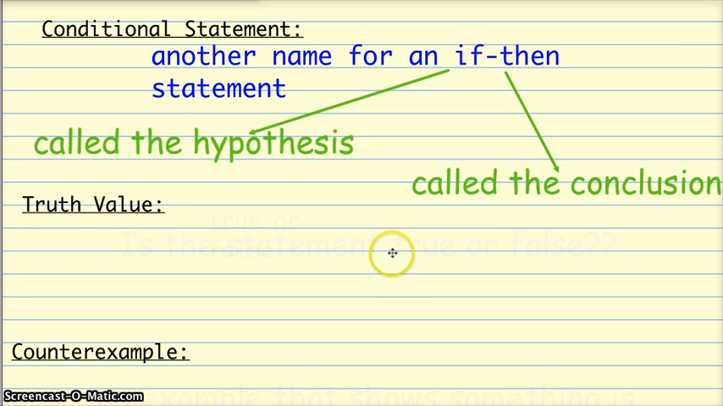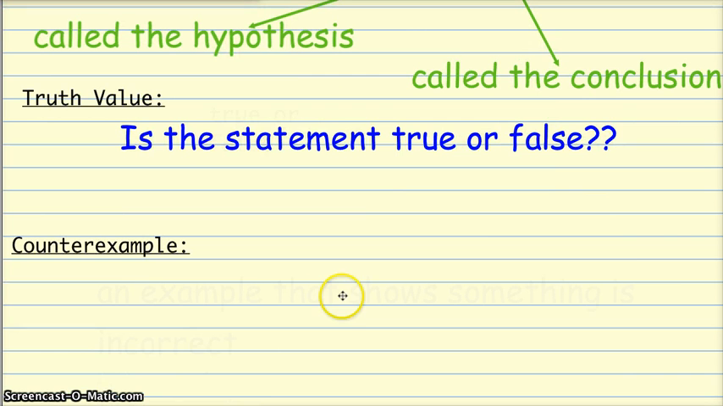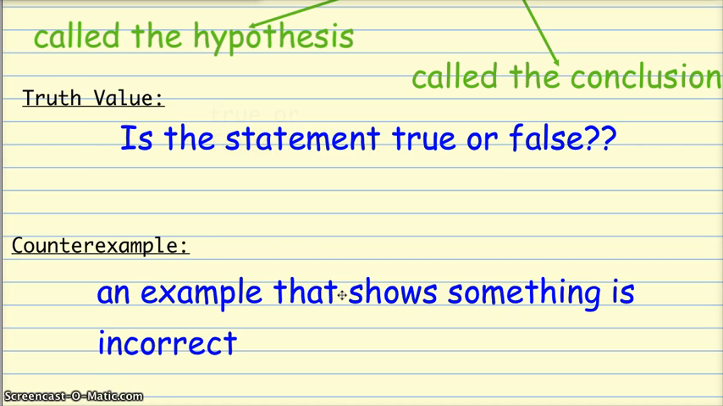Truth value. Truth value is asking, is a statement true or false? Counterexample. A counterexample is an example that shows something is incorrect.